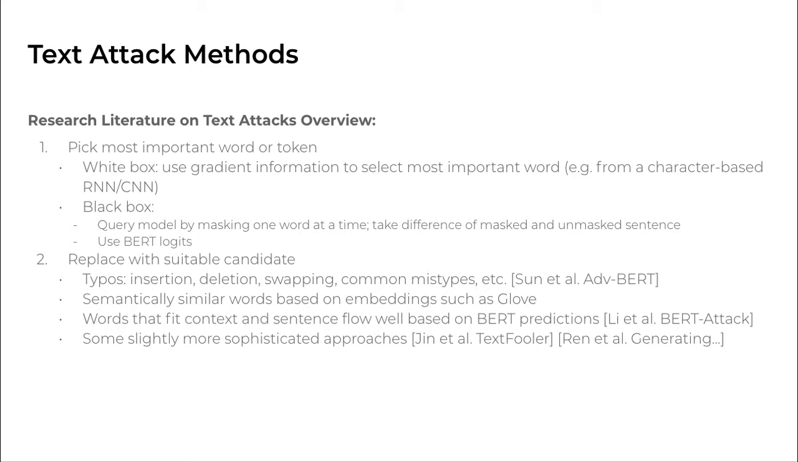In terms of text attack methods, there have been many different methods proposed in the literature on how to generate those, but at a high level, they run in two steps. Step one, these methods select the most important word or token that contributes to the prediction. And step two, that word or token is replaced with a suitable candidate, which could be something as simple as a typo or deletion of a character, to language modeling based word replacement that maintains the meaning but changes the prediction.